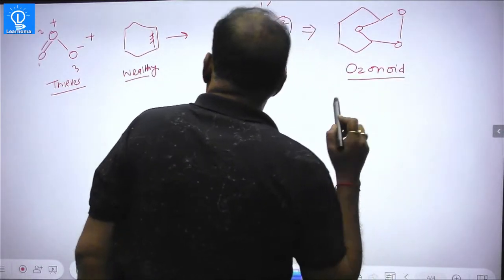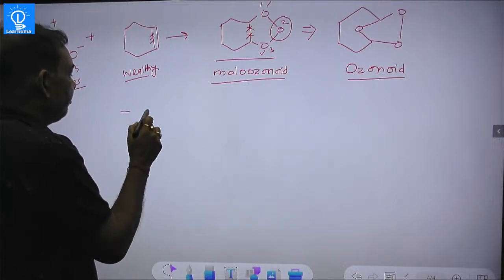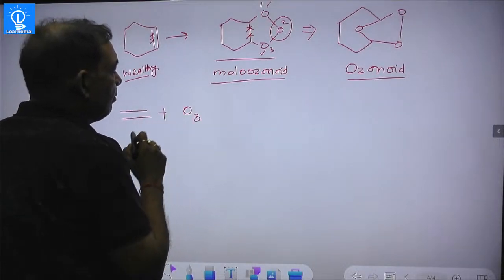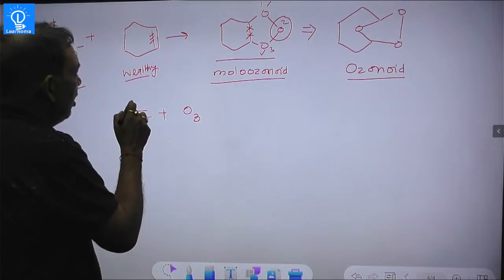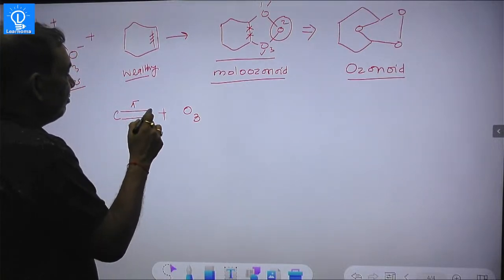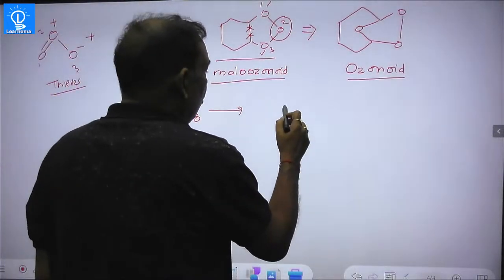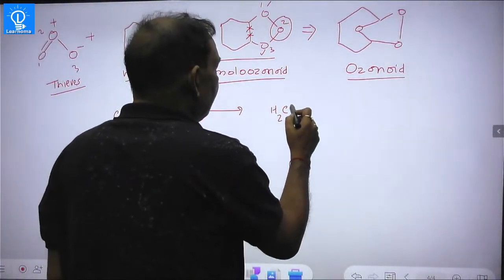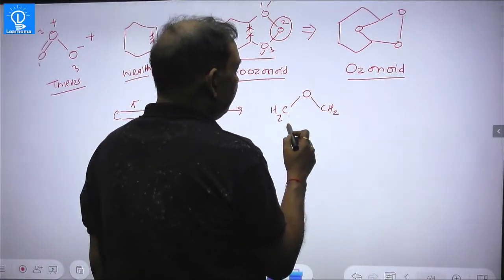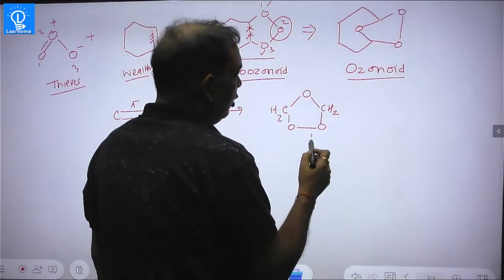Now the simple approach, whenever we have a pi bond and whenever we have ozone, we should dissociate 2 bonds. Pi first, followed by sigma. And what will happen? They get inserted inside the bond, and this is called ozonoid.